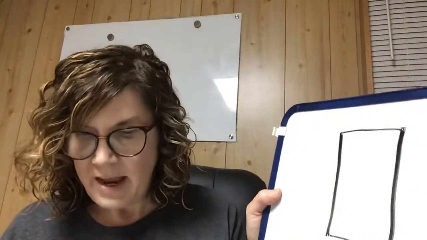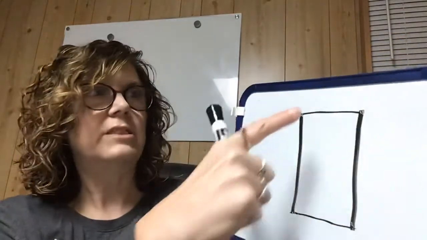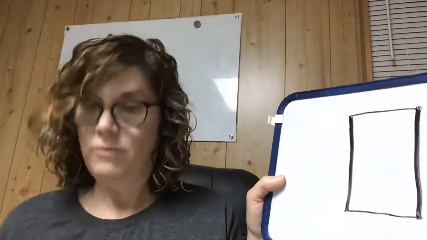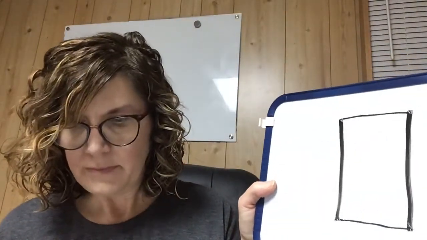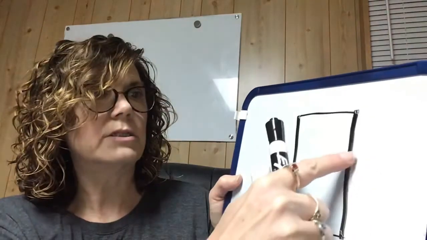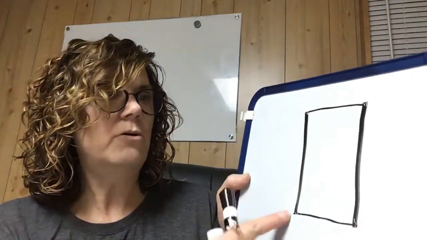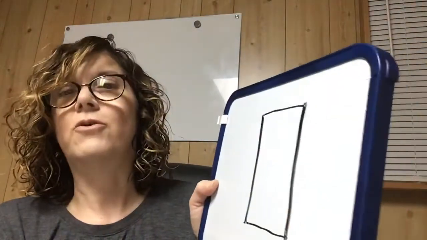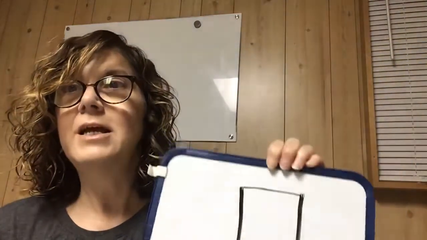Then they ask you how many line segments is it? 1, 2, 3, 4. So put a 4 where it says line segments. Then they ask you how many angles. Well, that forms 1 angle, 2 angles, 3 angles, and 4 angles. 4 line segments, 4 angles. And then the last thing they ask you is how many vertices.